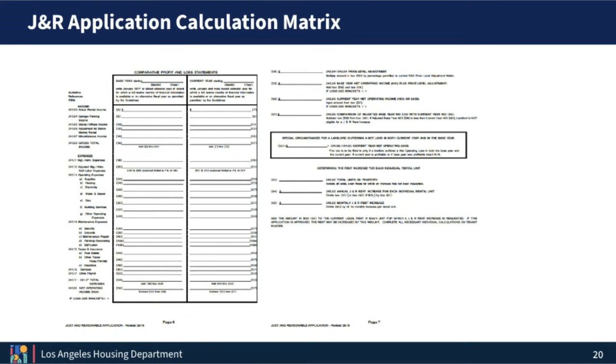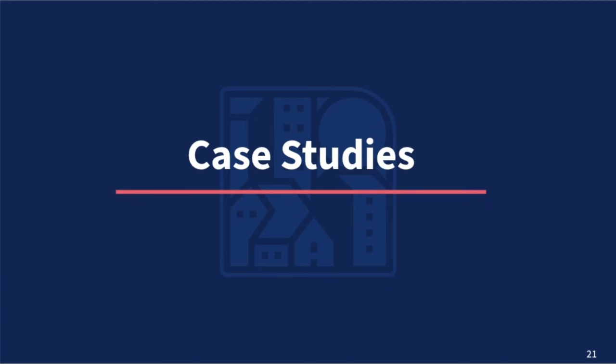This is an example of the JNR increase calculation matrix, which the applicant will complete prior to starting the application. This will give you a rough estimate of whether or not you might be eligible for a JNR increase. Case studies.